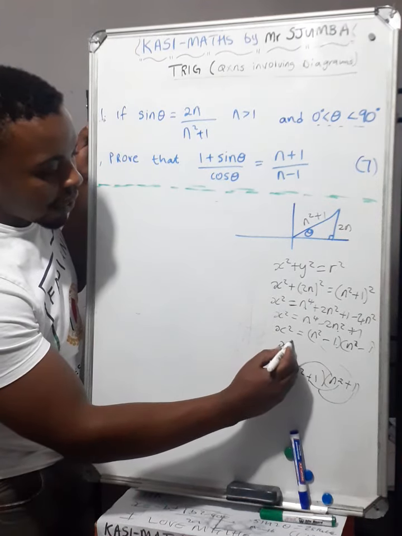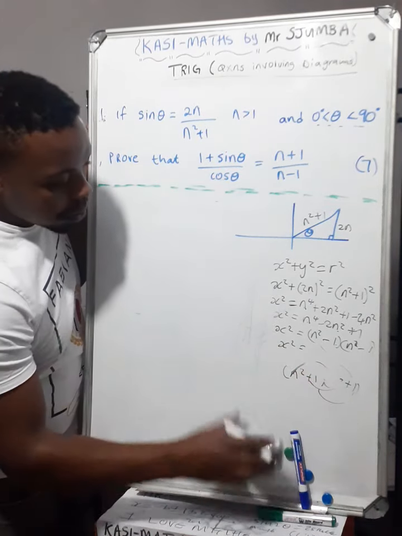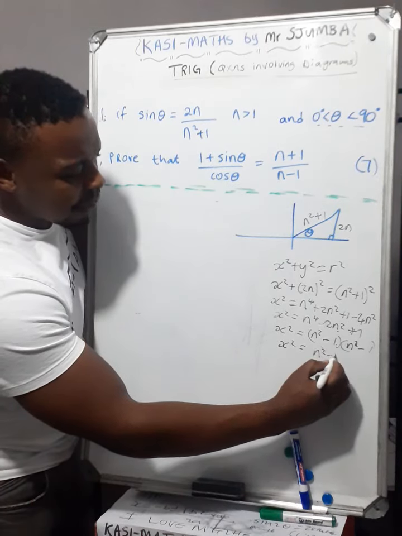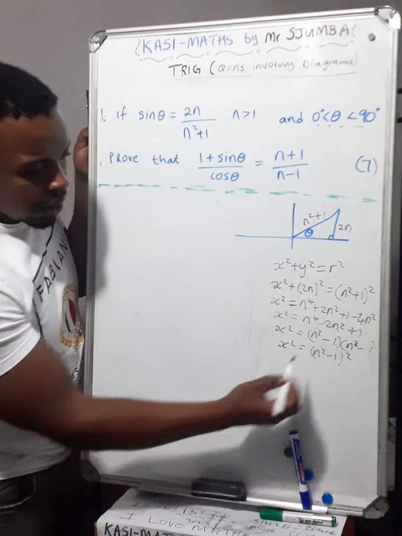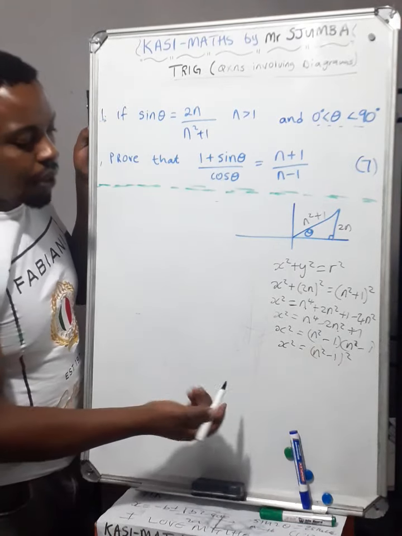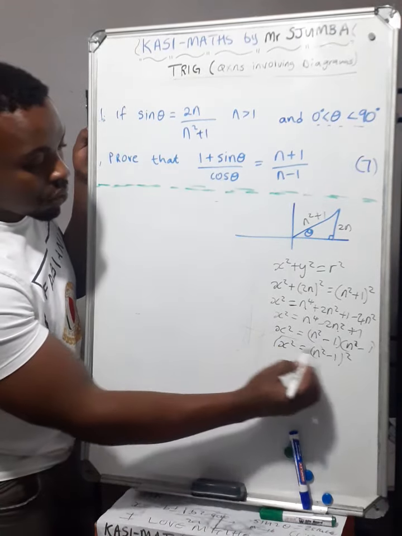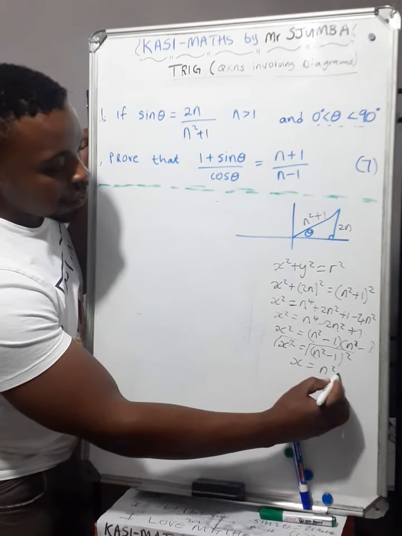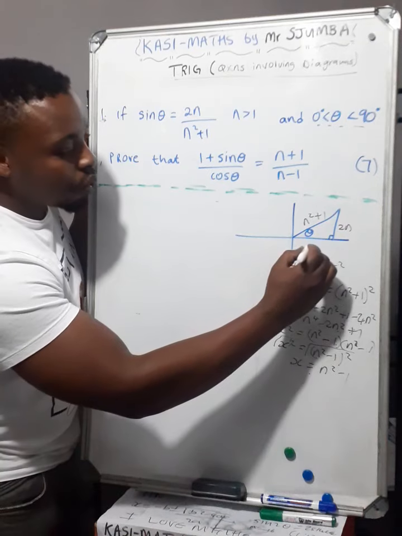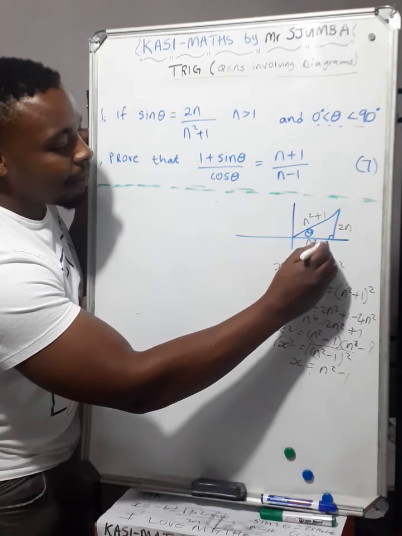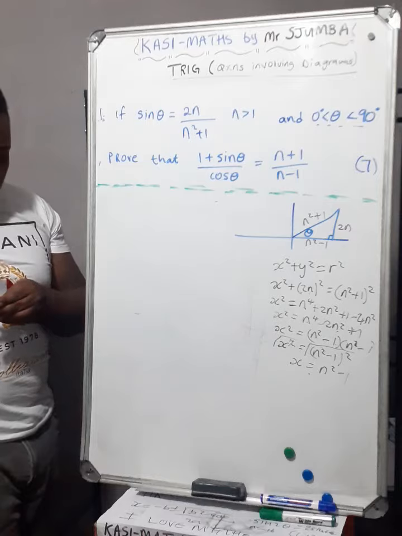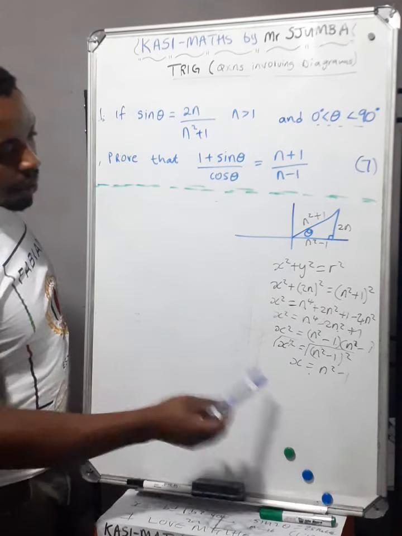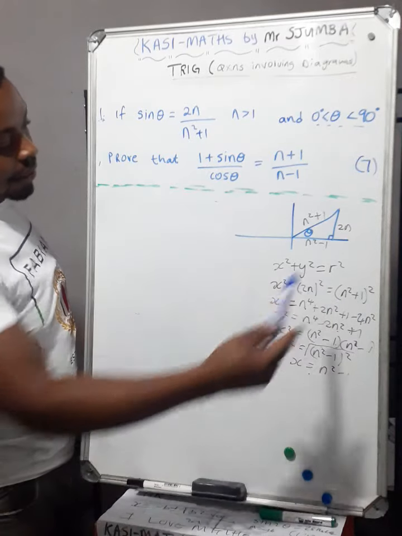So now we have x squared equals n squared minus 1 all squared. We take the square root, which leaves x equal to n squared minus 1. Therefore our x is n squared minus 1. So our diagram is complete.